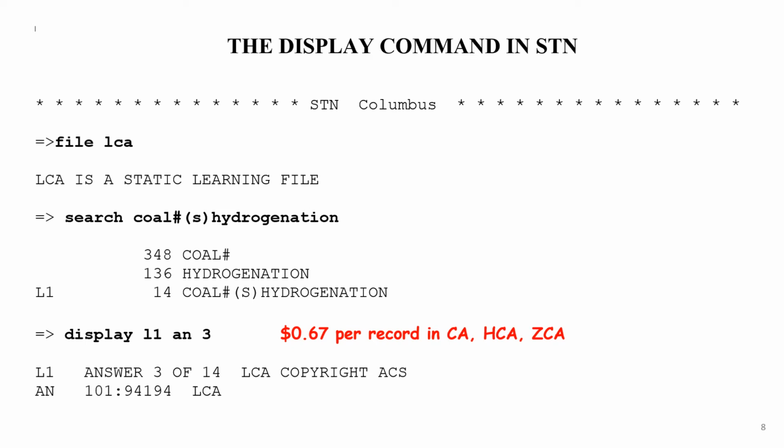And this display, just the abstract number, it's really only useful for people who have printed chemical abstracts on their shelf. Nobody else could really make any use of it. They should not be really charging anything for it because people pay a lot of money for the printed chemical abstracts. But just to display the abstract number, if you have the printed chemical abstracts, costs you 67 cents for each record. And it doesn't matter whether it's in chemical abstracts, the HCA, or the ZCA file. It's the same cost.